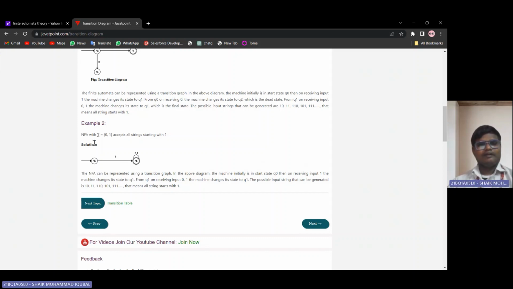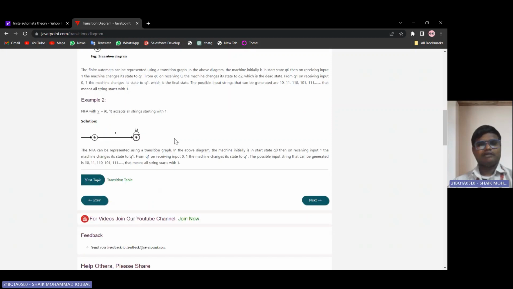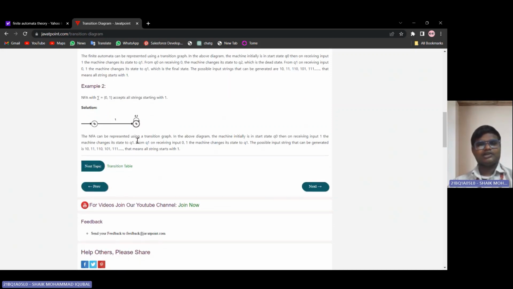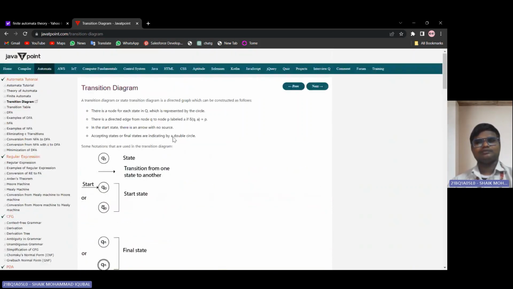Example 2. An NFA with input symbols 0, 1 accepts all strings starting with 1. The NFA can be represented using a transition graph. In the above diagram, the machine is initially in start state Q0. Then on receiving input 1, the machine changes its state to Q1. From Q1 on receiving the input 0, 1, the machine stays in Q1. The possible input strings that can be generated are 1011 and so on. That means all strings start with 1.